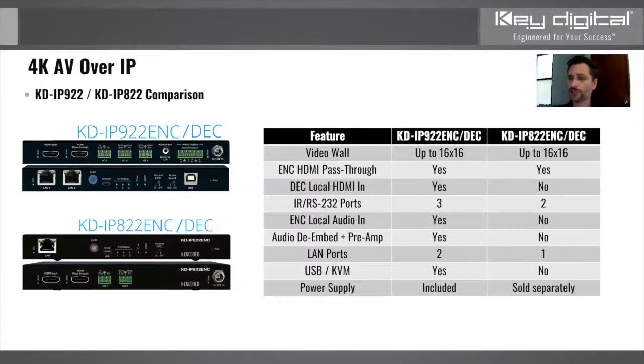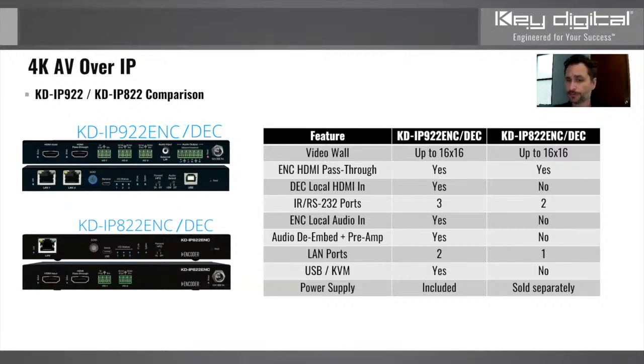In the center there, you see these 3-pin Phoenix connectors. Those are IR, RS-232, or even voltage trigger ports. There are 3 on the 922s. There are 2 on the 822s. We haven't talked about those yet. We're going to in more detail because they are really what makes this system extremely valuable.